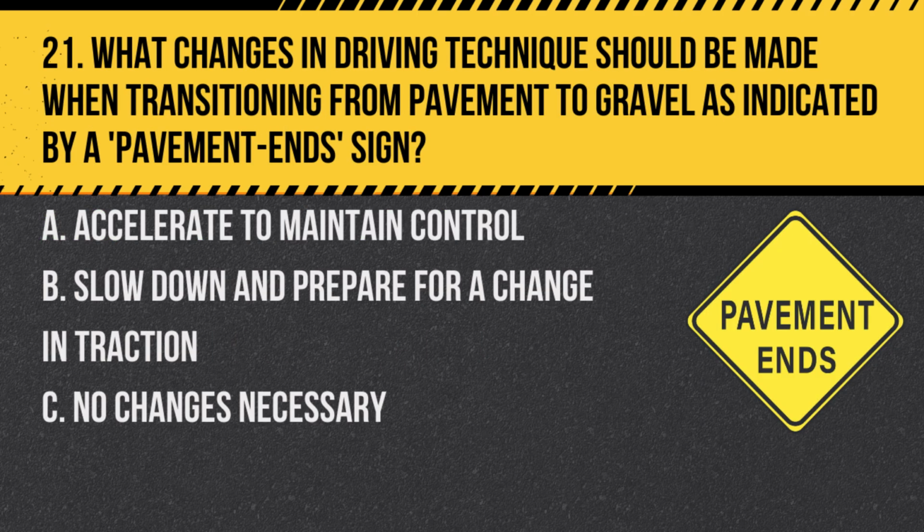Question 21. What changes in driving technique should be made when transitioning from pavement to gravel as indicated by a pavement end sign? A. Accelerate to maintain control. B. Slow down and prepare for a change in traction. C. No changes necessary.